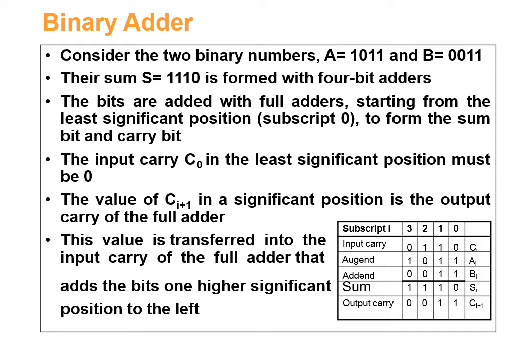The bits are added with full adders starting from the least significant position, subscript 0, to form the sum bit and carry bit. The input carry C0 in the least significant position must be 0. The value of Ci+1 in a given significant position is the output carry of the full adder. This value is transferred into the input carry of the full adder that adds the bits in the next higher significant position to the left.